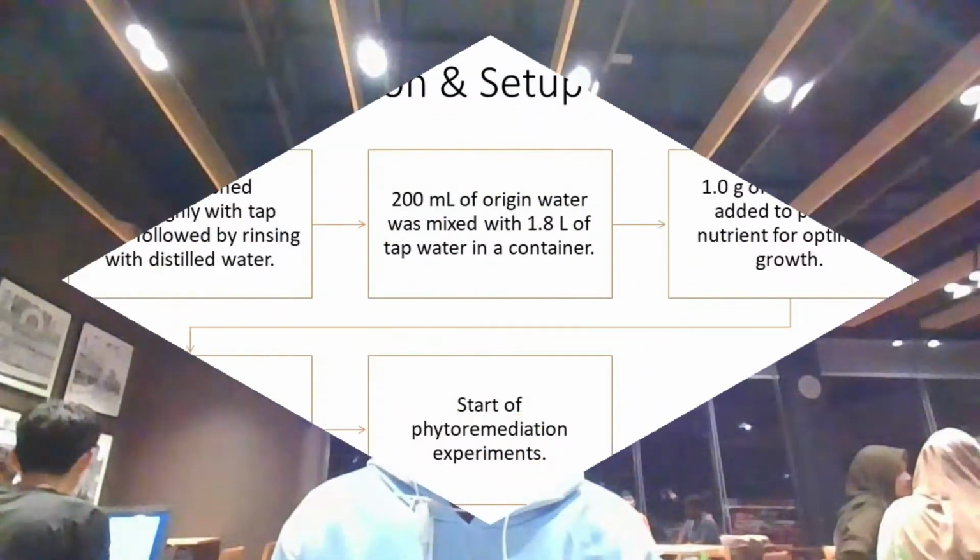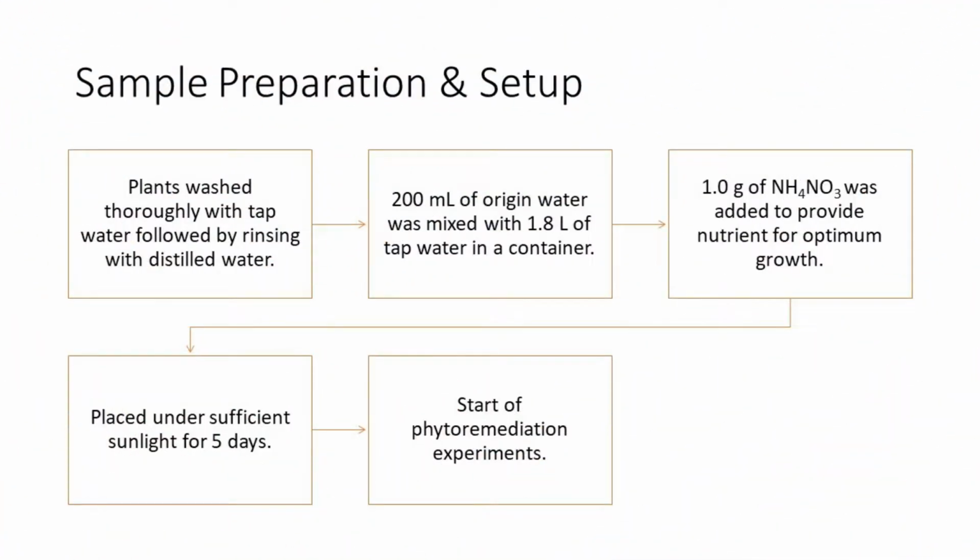Next is the sample preparation and setup. Firstly, plants were washed thoroughly with tap water followed by rinsing with distilled water to remove contaminants. Next, 200 ml of origin water was mixed with tap water in a container. Ammonium nitrate was added into the water sample to provide nutrient for plant growth. Then, the plants were placed under sufficient sunlight for 5 days before the start of the experiment.